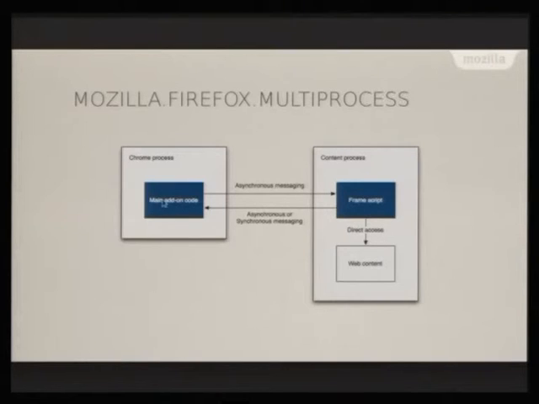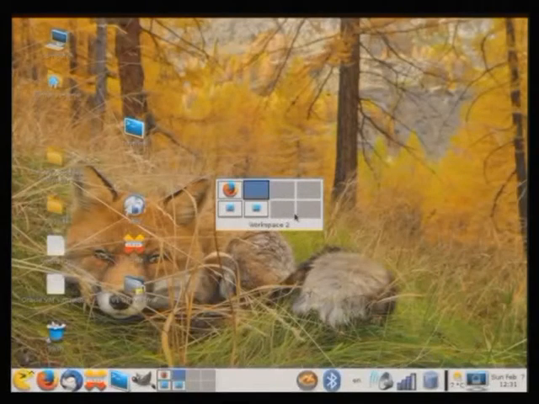Add-ons are going to run in the main process, and there is inter-process communication between the main and the child process. You know, Chrome already does that, and there is a slight difference between Firefox and Chrome, because Chrome has one process for each tab, but Firefox has one process for all the tabs. It should save memory and should be quite a bit more efficient.